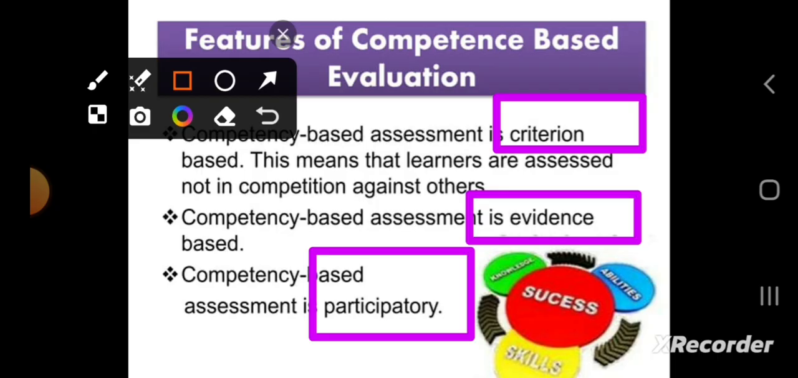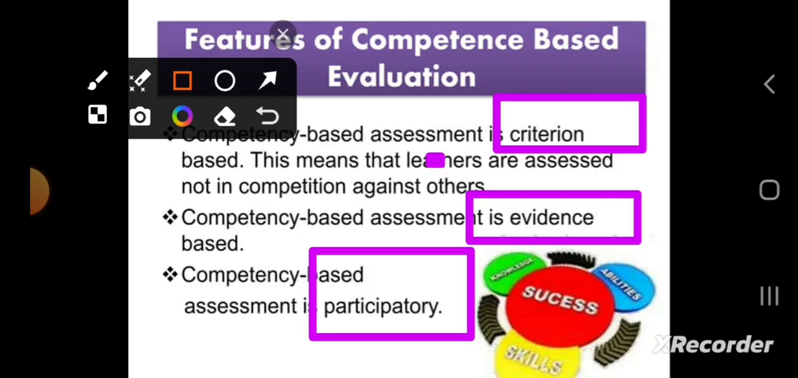Focuses on knowledge, skills, and abilities. Competency-based evaluation emphasizes the integration of knowledge, skills, and abilities. It assesses not only what learners know, but also how they can apply their knowledge in practical situations. This holistic approach ensures that learners are well equipped for real-world challenges.